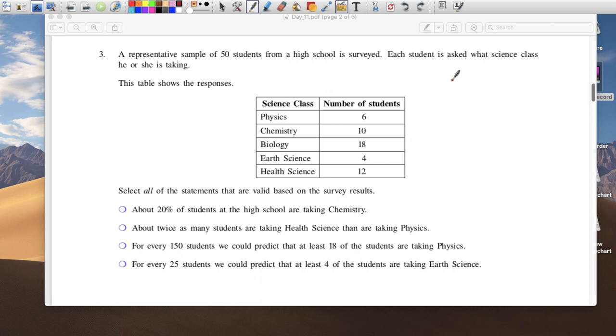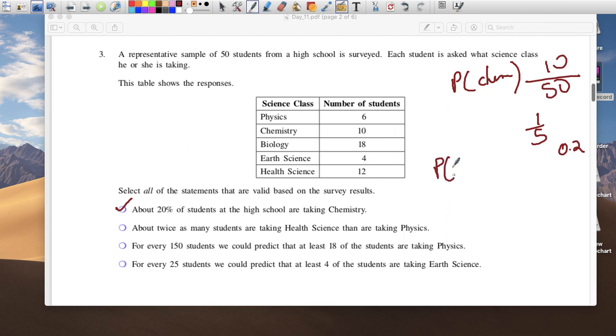Well, there were 50 students, so let me see. Out of the 50, how many are taking chemistry? 10 out of 50. Is 10 out of 50 equal to 20%? If you simplify that, it becomes 1/5, and 1 divided by 5 gives you 0.2. So in the survey, 20% are taking chemistry, so it would be about 20% if the survey represents the population. That's okay.